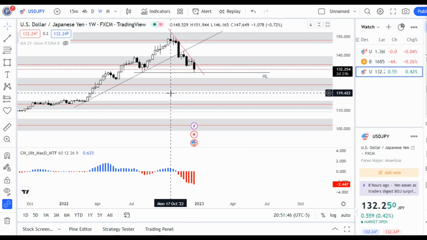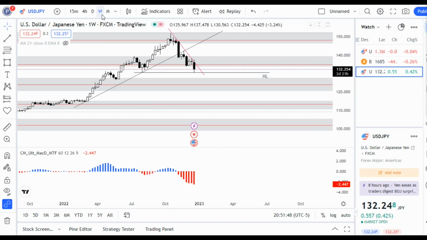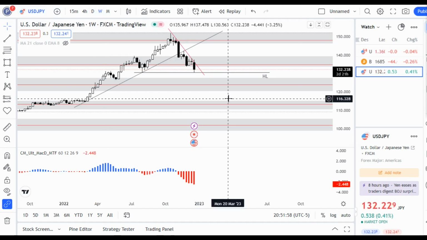Okay, so what you can see right now is the weekly time frame. We are on USDJPY, the weekly time frame here.